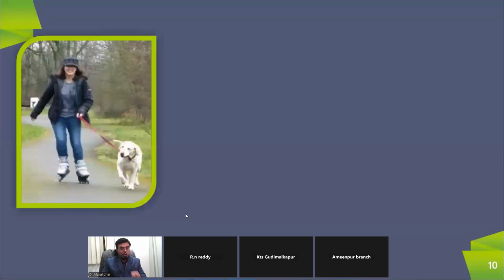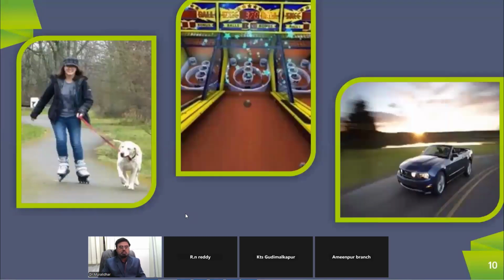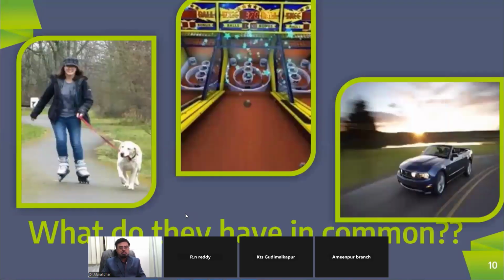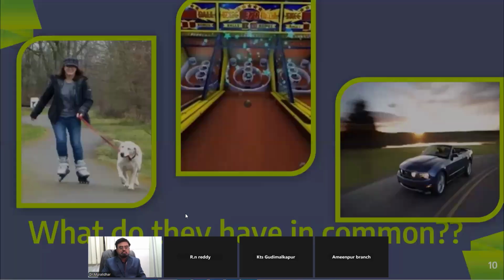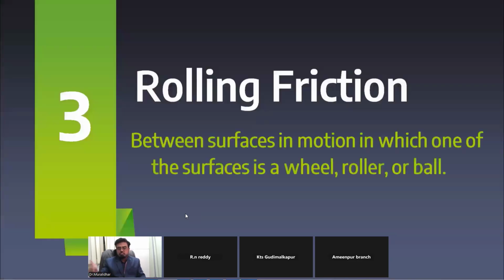In the second and third pictures, you can see one thing very common: they are having a wheel or a ball, a spherical surface. So when these spheres or wheels are moving, their type of motion can be called rolling motion, right?